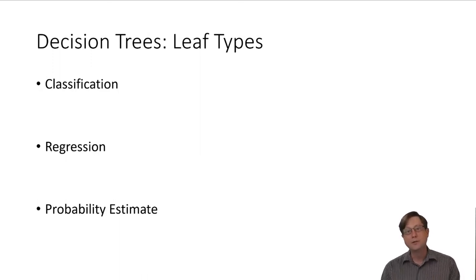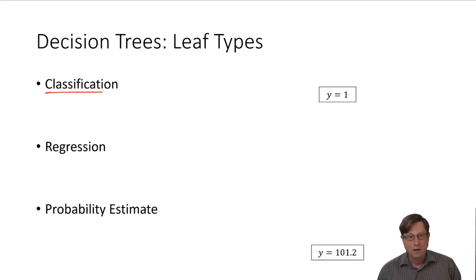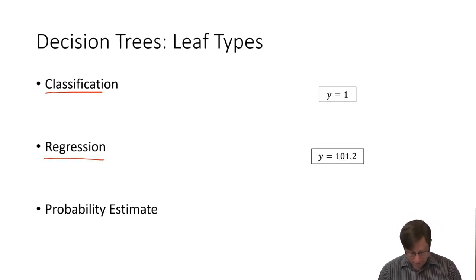Now, the internal nodes are the tests and the leaves contain the predictions. If you're doing classification, a leaf will contain the answer y equals 1. So you traverse down, you get to a place, you say y equals 1, it's right there in the leaf, you return it and go on. Regression, you can do a very similar thing where the answer is in the leaf. You traverse the tree, you get to a particular leaf and it says, in that case, the temperature is 101.2.